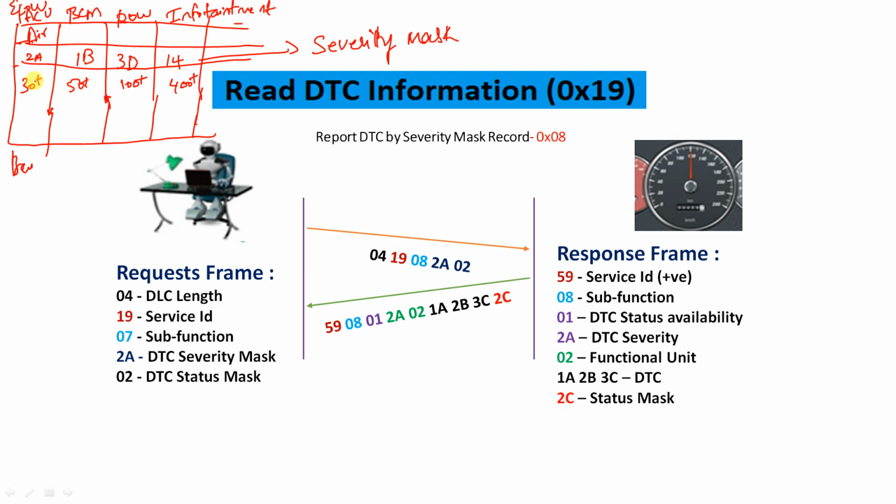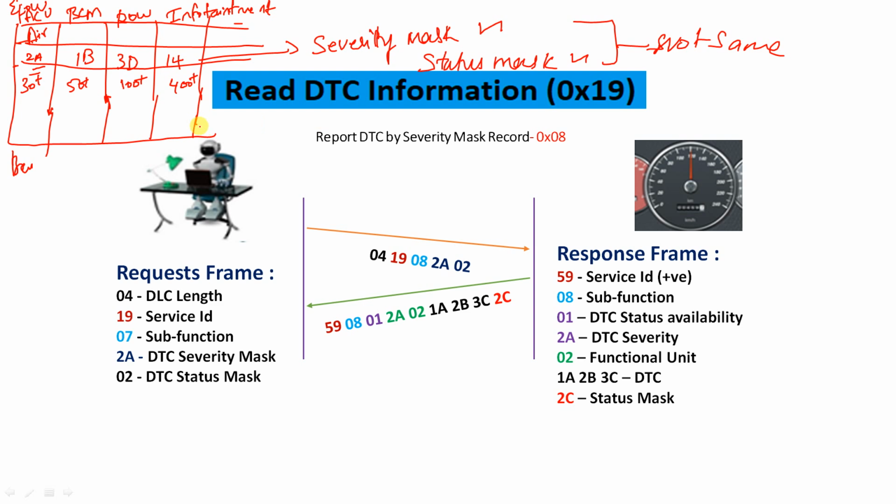So consider 2A as one severity mask, and each severity mask has a status mask. That can be a different status mask. Different status mask means the severity mask and status mask are not the same.